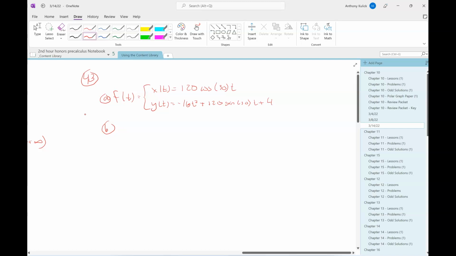Part B says if no fence or any other obstacles were present, find the distance the ball would travel when it first hits the ground. So hitting the ground is a height, right? Specifically, the height would be 0 when the ball hits the ground. So I'm going to be solving y of t equal to 0.